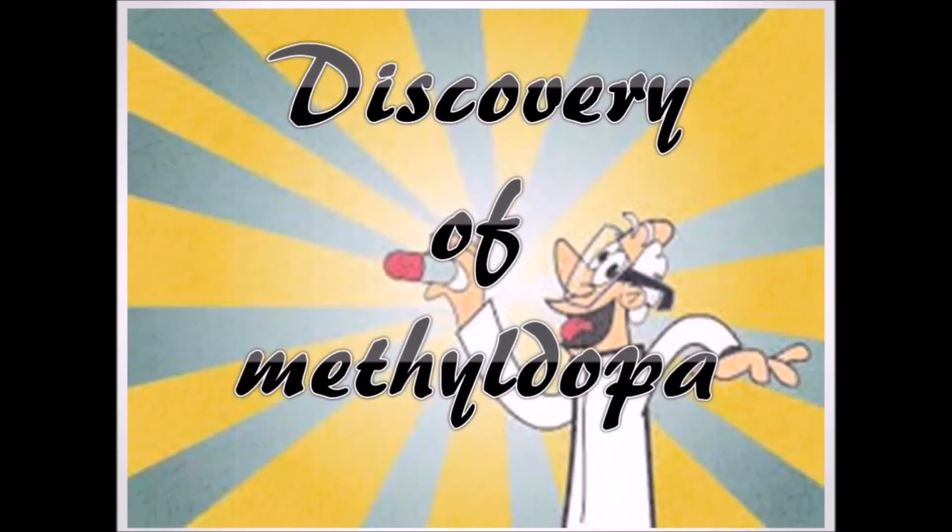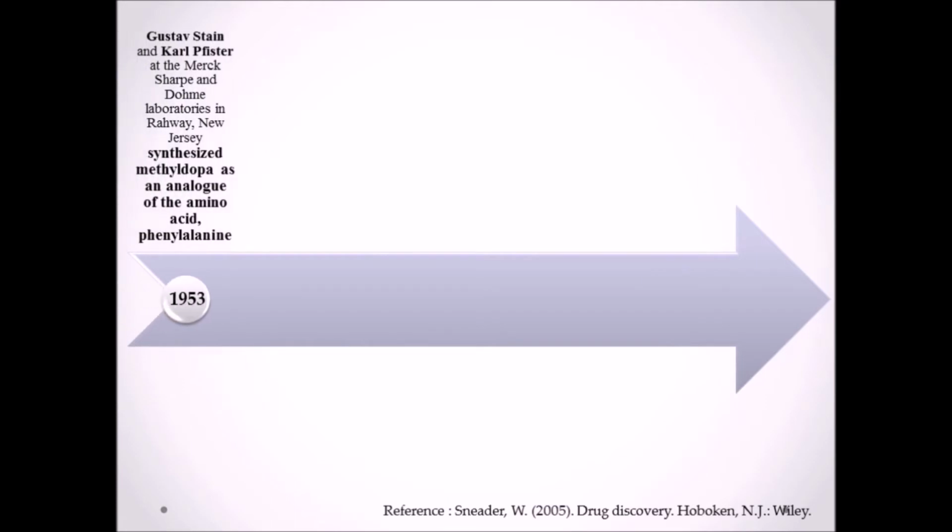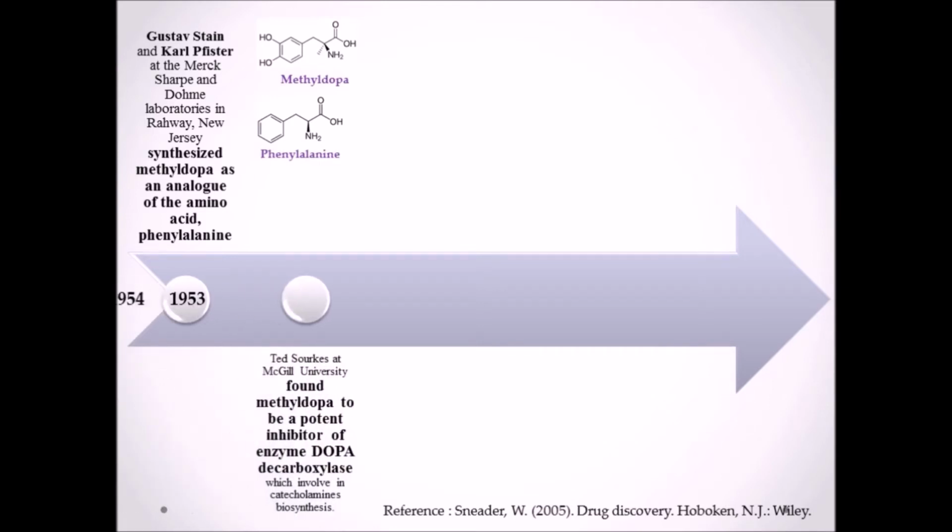Discovery of Methyldopa. In 1953, methyldopa was synthesized as an analog of the amino acid phenylalanine. From the picture, the similarities between the structure of methyldopa and phenylalanine can be seen. In 1954, researchers found that methyldopa is a potent inhibitor of the enzyme dopa decarboxylase. In the next year, the chemical characteristics of methyldopa were presented.